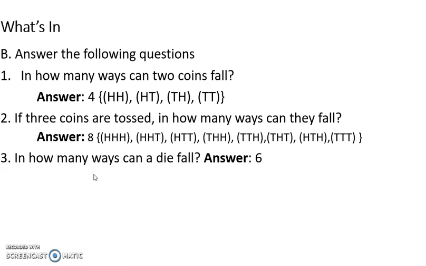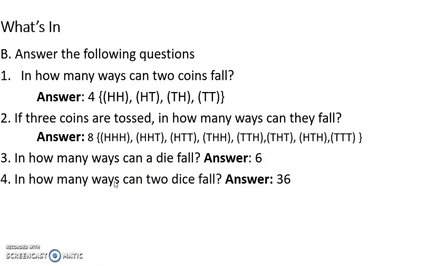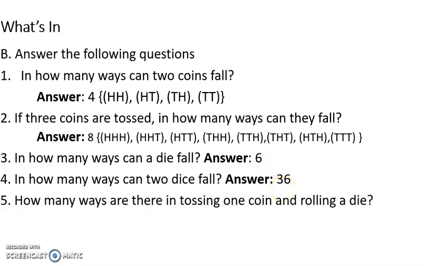In how many ways can a die fall? So there are 6. In how many ways can 2 dice fall? There are 36. So one die can fall 6 ways, the other one can fall 6 ways. Number 5, how many ways are there in tossing one coin and rolling a die? The answer is 12 ways.